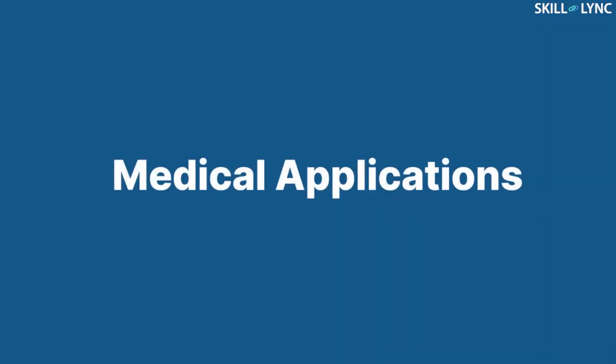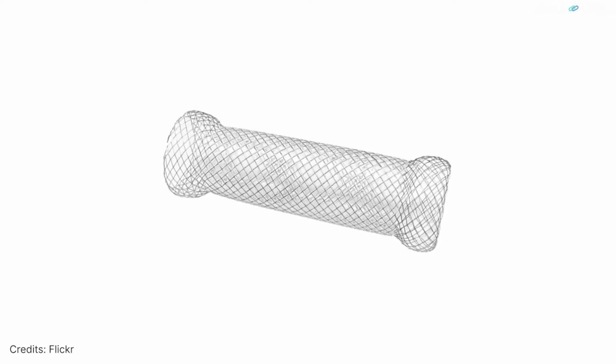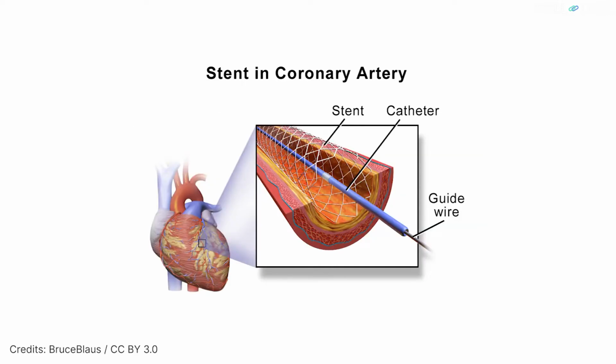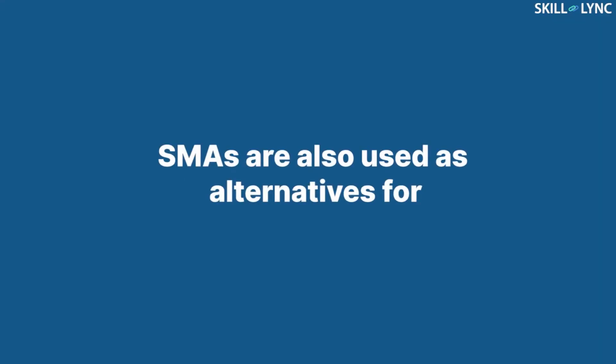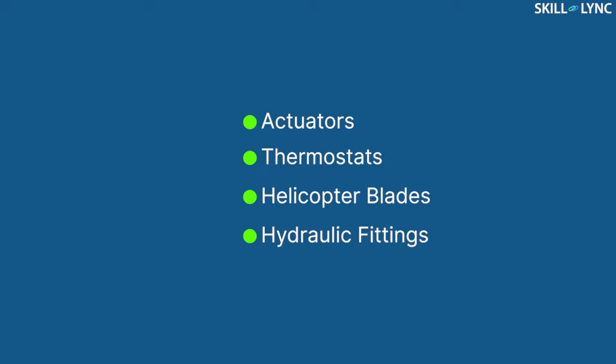SMAs are also used in many medical applications. The stent, an equipment used to treat clogged vessels in arteries or veins, can be made of SMA. The stent is inserted into the blood vessel and it expands while heating to remove the clog. SMAs are also used as alternatives for conventional actuators in thermostats, helicopter blades, and hydraulic fittings.